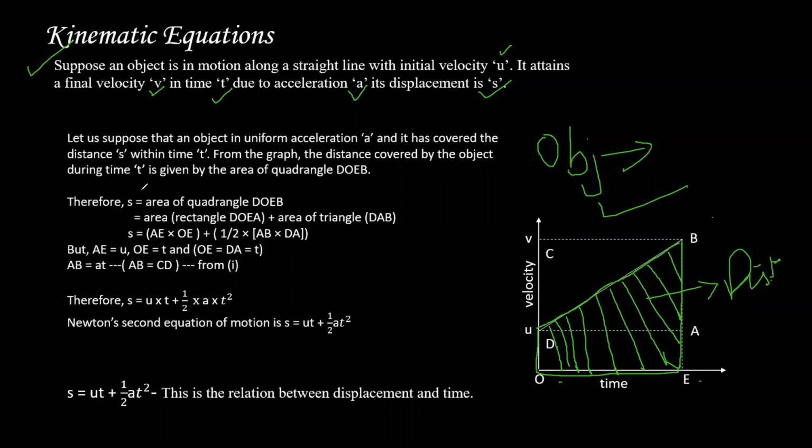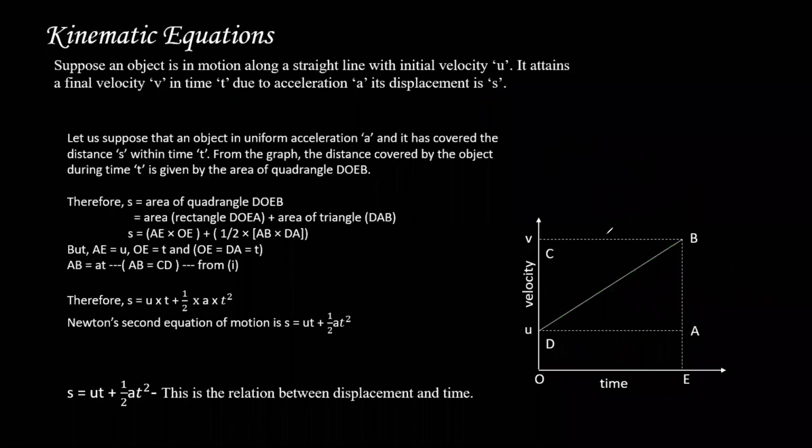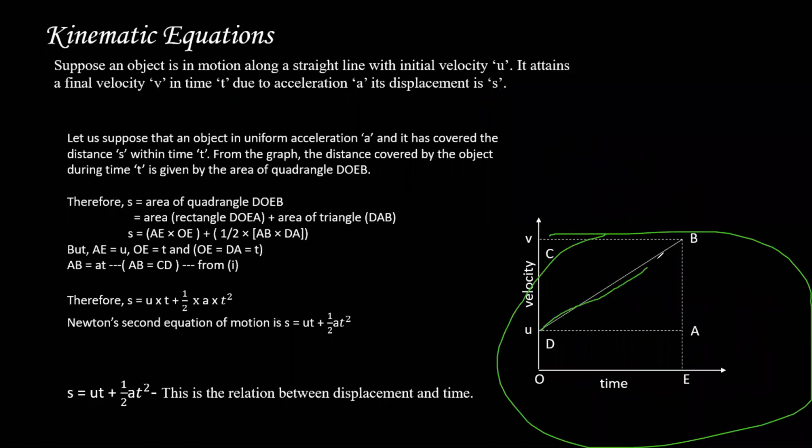Okay, so look here. Therefore, S, the distance covered, is equal to the area of the quadrangle. S is equal to area of rectangle plus area of triangle. If you look in this figure, we have a triangle over here and a rectangle like this. If we add the areas of both, we get a quadrangle, basically a trapezium. Look, we get this. Okay, so over here I have done the same thing.